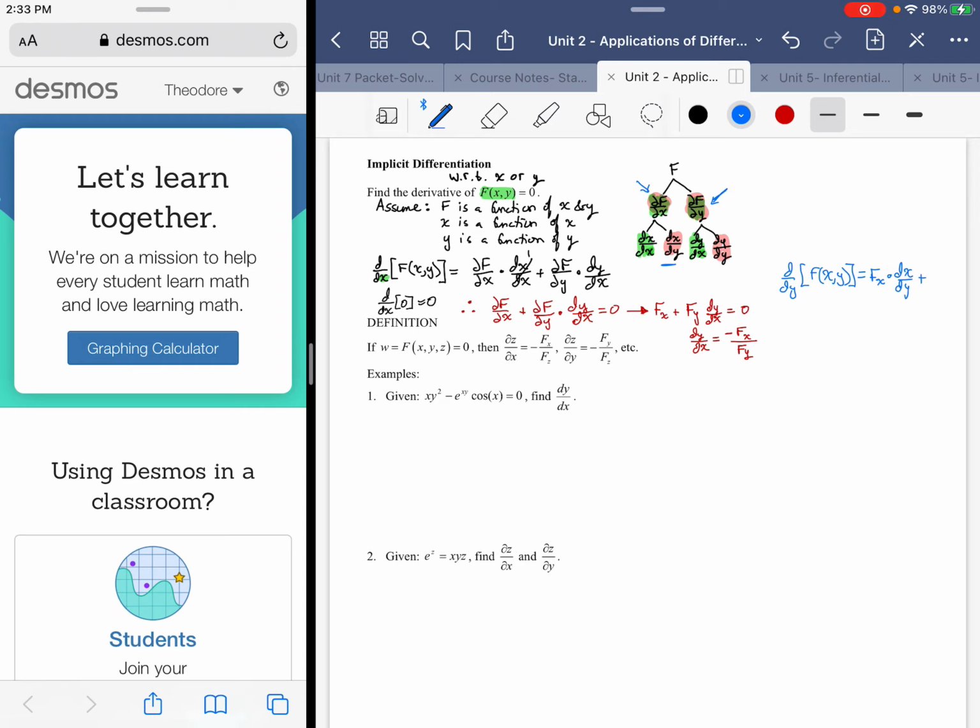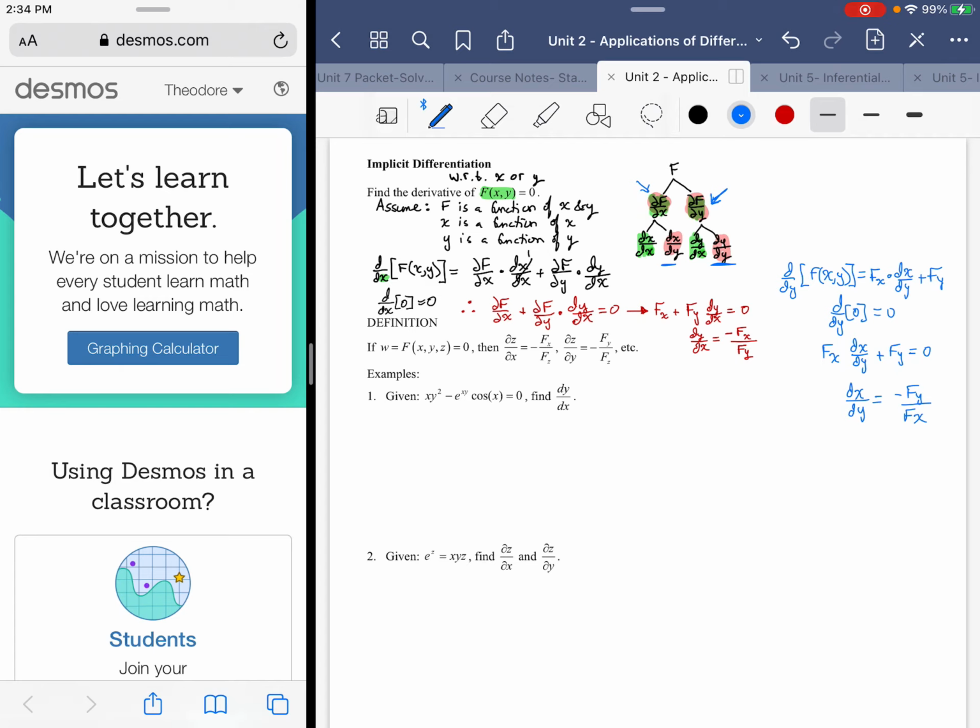plus the partial with respect to y multiplied by dy dy, which is going to amount to a 1. Same general idea, we're setting it equal to 0, d dy of 0 is equal to 0. So I'd have the relation f sub x dx dy plus f sub y equals 0, which gives us dx dy, which is equal to negative f sub y over f sub y.